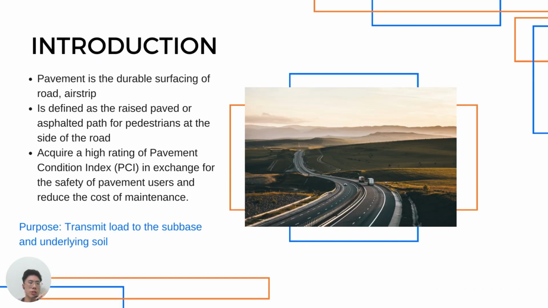And now I will go for the introduction part. So pavement is the durable surfacing of a road or airstrip. And it is defined as the raised paved or asphalted path for pedestrians at the side of the road. And it acquires a high rating of pavement condition index (PCI) in exchange for the safety of pavement users and reduced cost of maintenance. So the main purpose of the pavement is to transmit the load to the subbase and underlying soil.